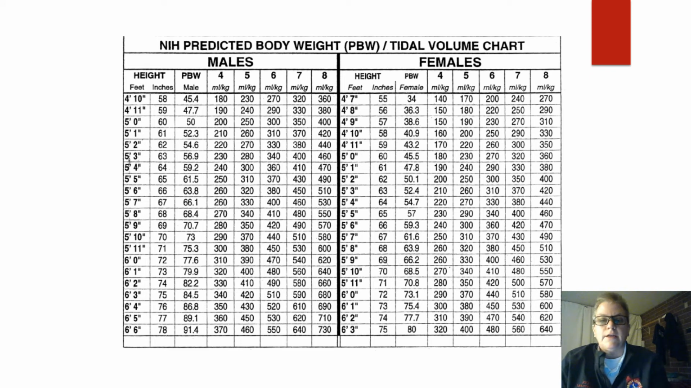This is the National Institute of Health predicted body weight and tidal volume chart. So males and females, you can see it goes from 410 for adult males and 4.7 for females. It goes all the way up to 6.6 and 6.3. So there you go. And then it has the 4 mils all the way up to 8 mils per kilo already calculated. So there you have it.